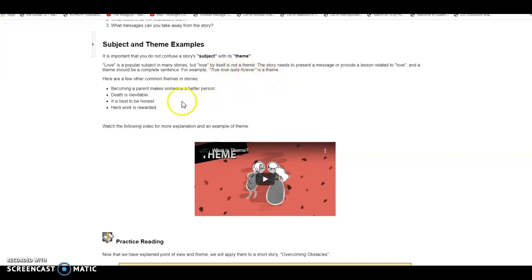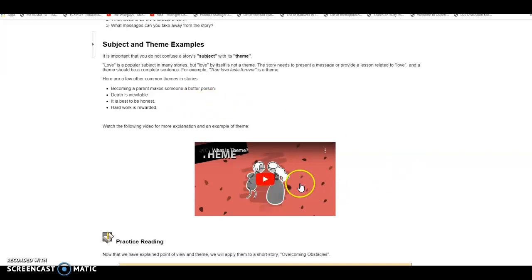Okay? Here's a couple other themes that are pretty popular. Becoming a parent makes someone a better person. I have that a lot when my students in other classes write their own stories in narrative essays. They'll often tell me about when they became parents, they became better people. So that's a common theme. Death is inevitable is another theme. There's lots of stories that are about death, and sometimes they point out the fact that death is inevitable.